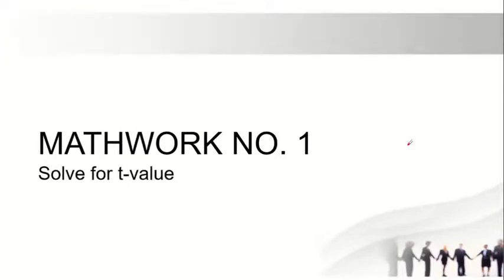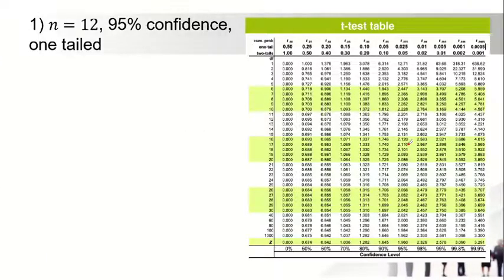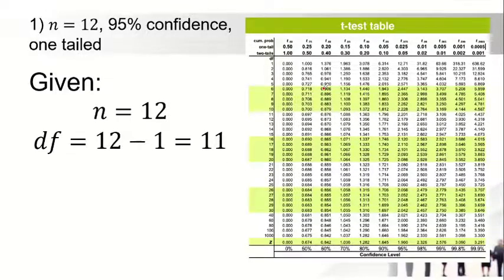So, item number 1, solve for the t value. n is equal to 12, and we have 95% confidence and it is one-tailed. Alright? Given below, your sample is 12. So, degree of freedom, siyempre, anong n natin? Itong n nyo, diba? Minus 1, so you will get 11. So, 11 is your degree of freedom.